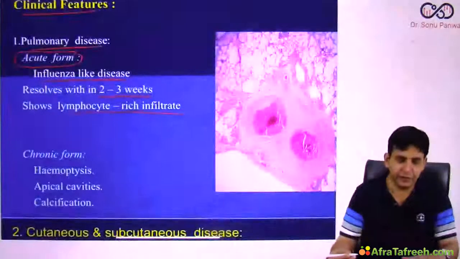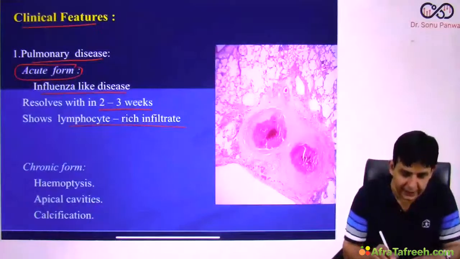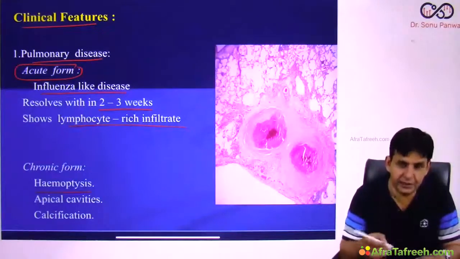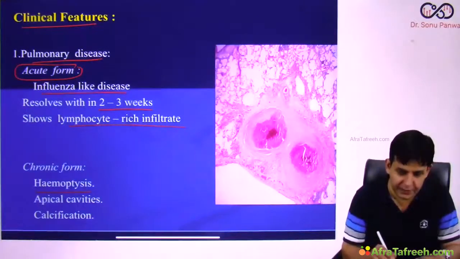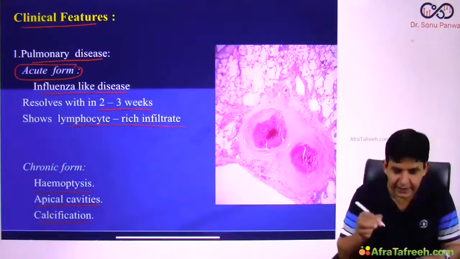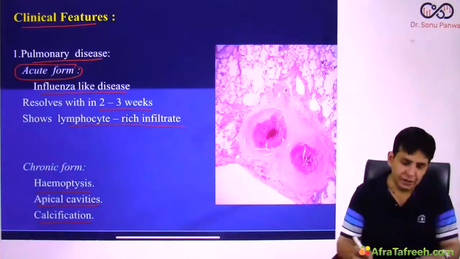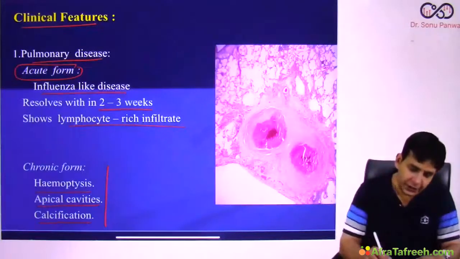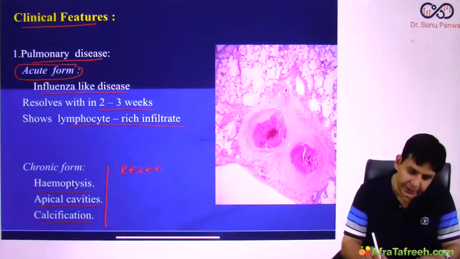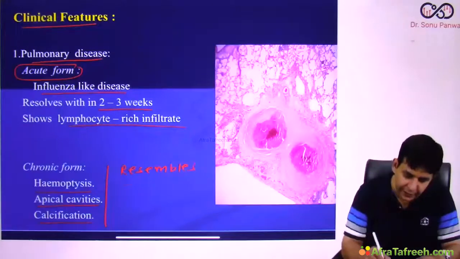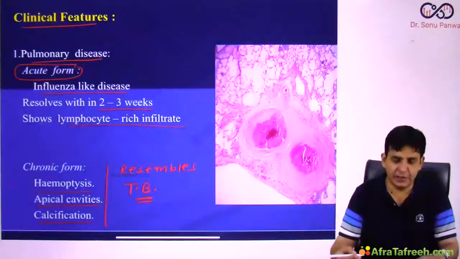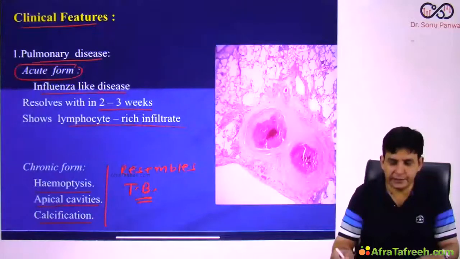But in the chronic form, remember this: it presents with features like hemoptysis, apical cavities and calcification. So the question comes: the chronic form of histoplasmosis resembles what? Remember, it resembles TB. Chronic histoplasmosis resembles tuberculosis, and it looks like this.